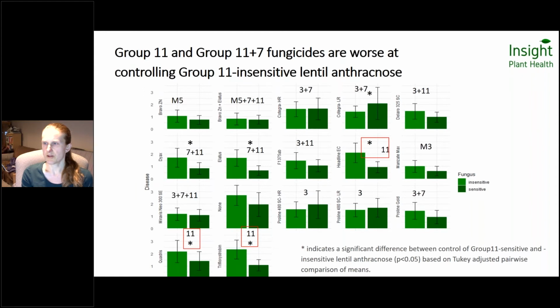So not surprisingly, when a fungicide that only contained a group 11 was applied, it wasn't well controlled by a group 11 only product. So if we look, for example, at the Headline example, there's more disease when Headline was applied to insensitive anthracnose versus sensitive, and that makes sense. Then when there was a group 11 and a group 7, you'd think that perhaps the group 7 would control anthracnose, but from these graphs, that's not what we're seeing.